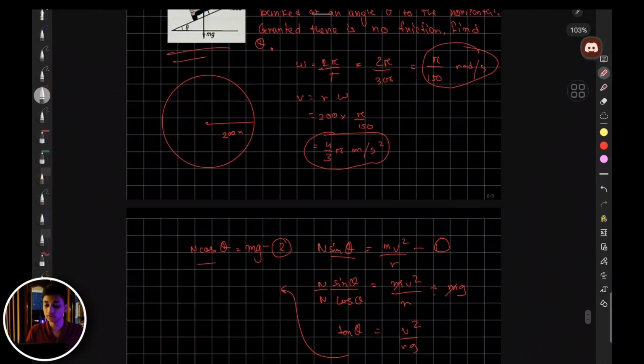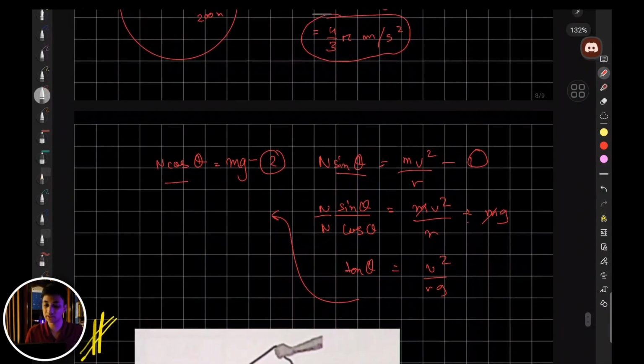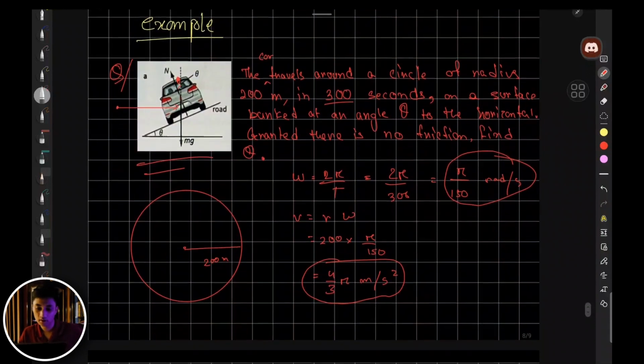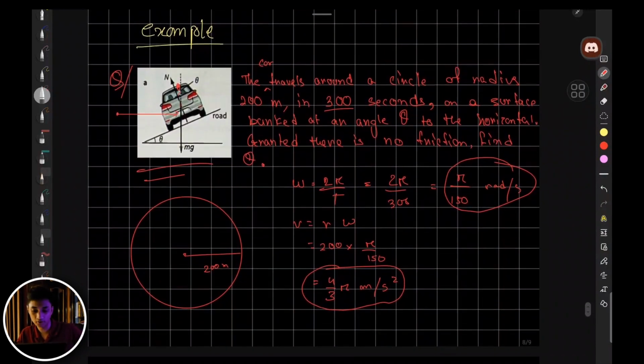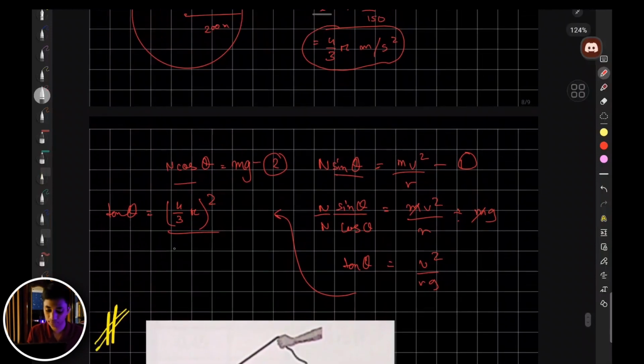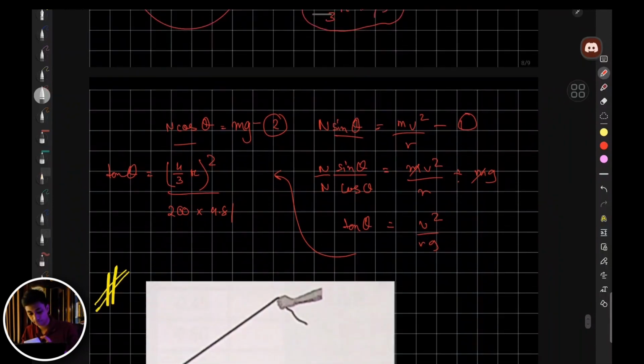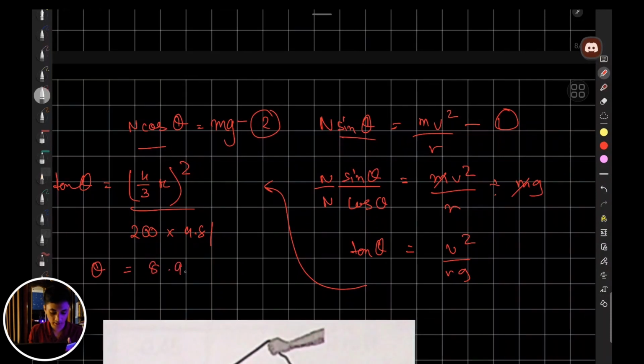All right. So v, you already know v, which is 4 by 3 pi. Therefore, tan theta is equal to (4 by 3 pi) whole squared divided by rg. You know r, which is 200, times 9.81. From this, if you inverse the tan, you're going to get the value of theta. So the value of theta comes out to be 8.94 into 10 to the power minus 3.